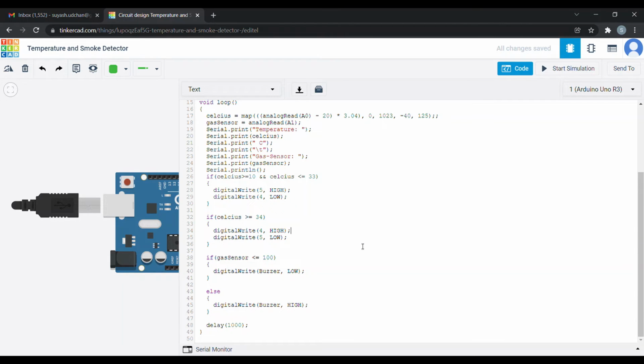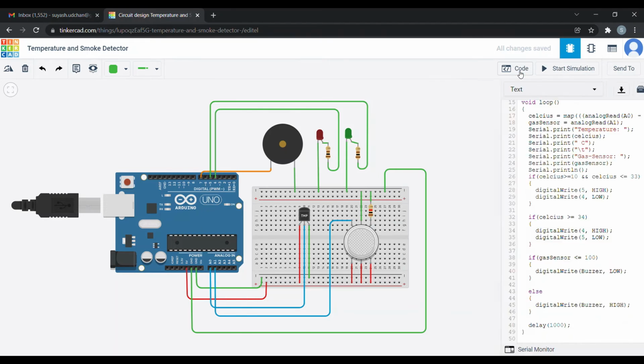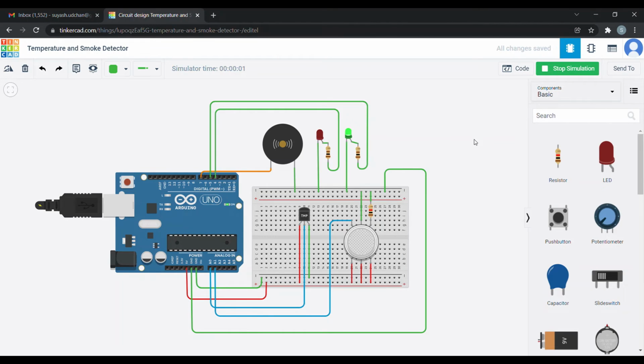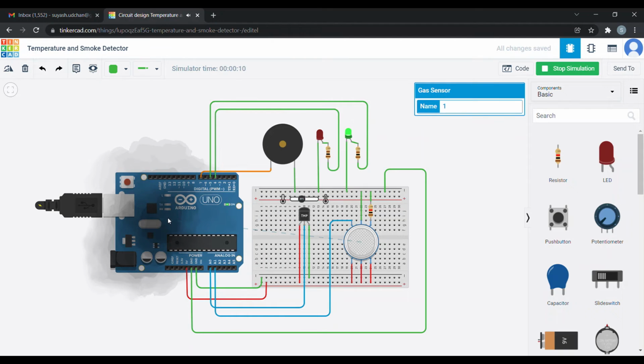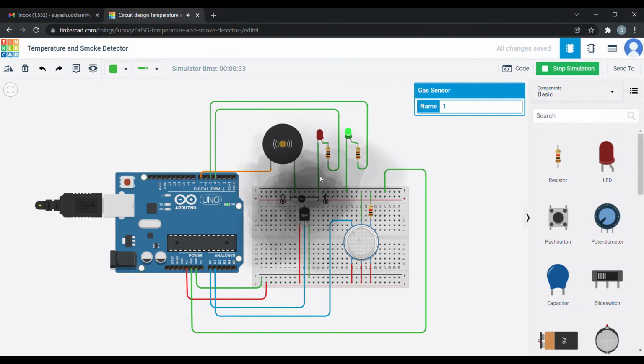Now let's look at the output of the simulation. So let's start the simulation. As the intensity of the smoke in the surroundings was greater than 100, the alarm is making sound, the buzzer is making sound, as you can hear. As the smoke is getting far away from the smoke sensor, the alarm is not making any sound, but as it moves nearer to the gas sensor, it is making sound.